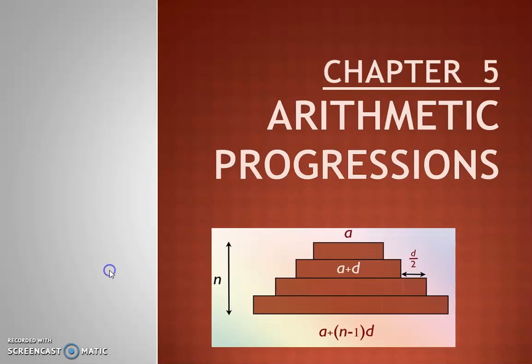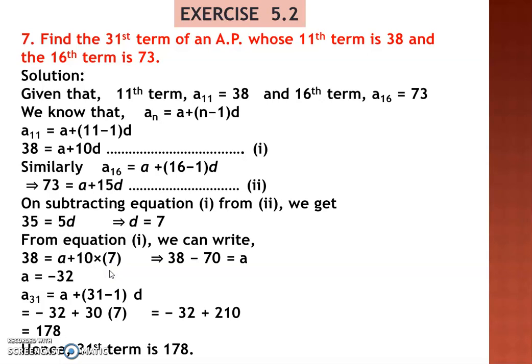So we will continue with exercise 5.2. We had done till question number 6. Now we are continuing with question number 7. So the 7th problem is that you have to find the 31st term of an AP whose 11th term is 38 and 16th term is 73. So that is A11 is given to you.